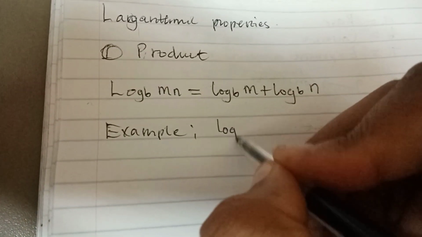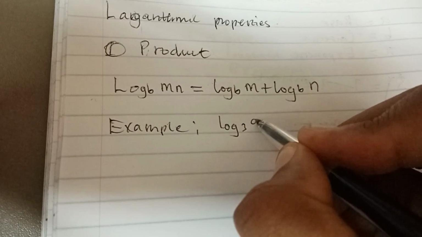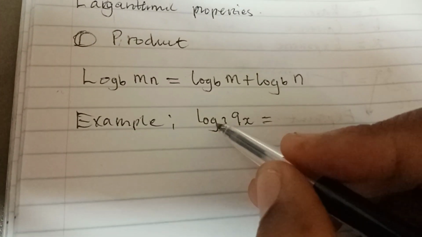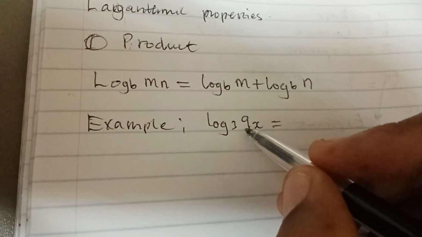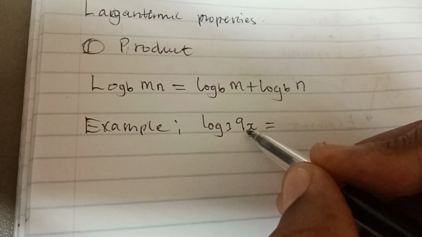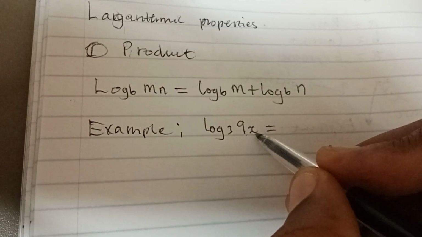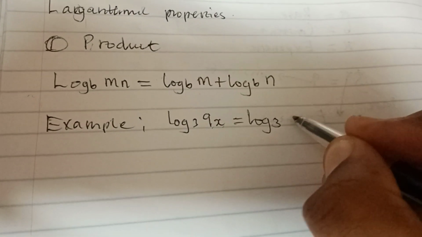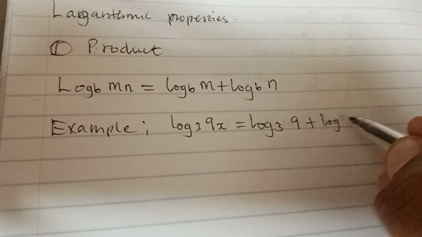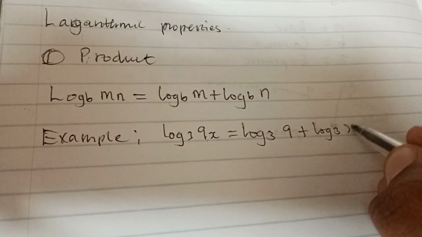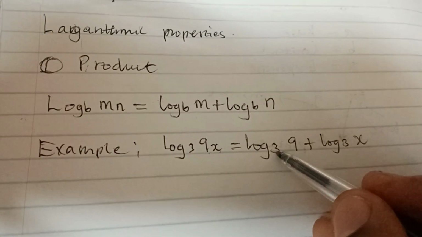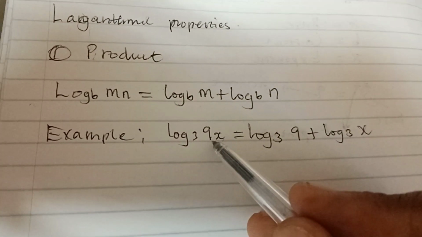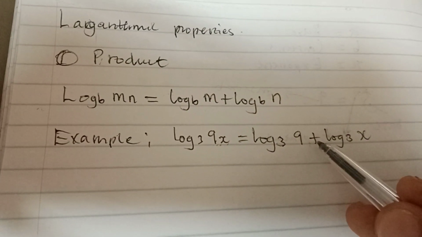Let's have the log_3 of 9x. As you can see here, we have the multiplication of two constants, which are 9 and x. So here we're going to have the log_3 of 9 plus the log_3 of x. If you notice, our base doesn't change, so our base is common on both sides. The only thing that is different is splitting these into two by a plus sign of logs.